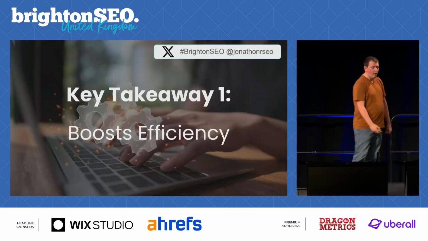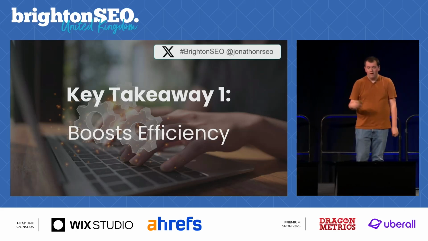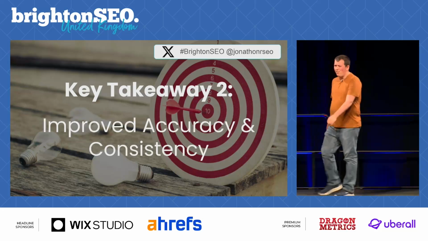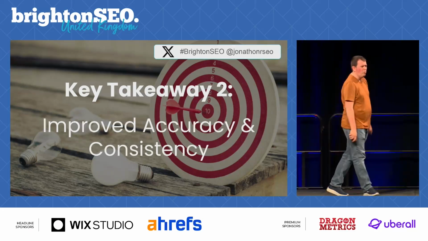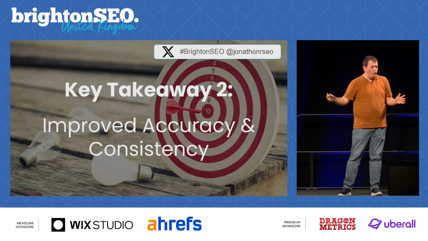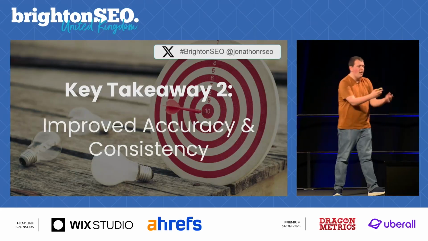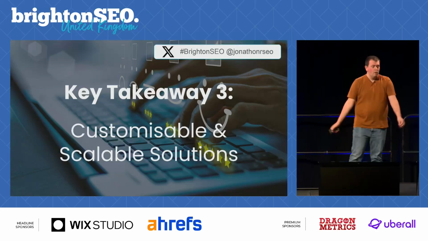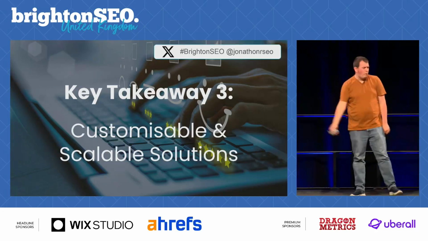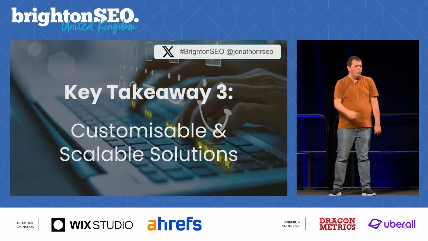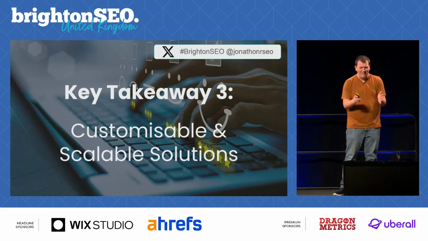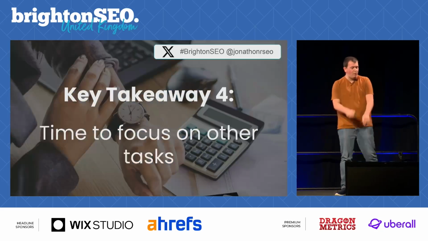So just a few key takeaways: this platform can help boost your efficiency. It can improve your accuracy and consistency. So of course, if you're auditing multiple websites, you're making sure that you're doing the same amount of auditing, the same level of auditing, and that you're not missing anything out because you're using AI, and that will do it for you. It's more customizable and scalable. There's a lot more things you can do with this script that you can have a go at yourself. It's more customizable because you're not using other platforms. You can tell it exactly how you want it to be pulled through into the Google Sheet.